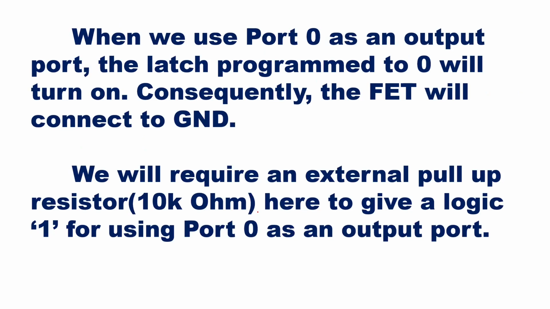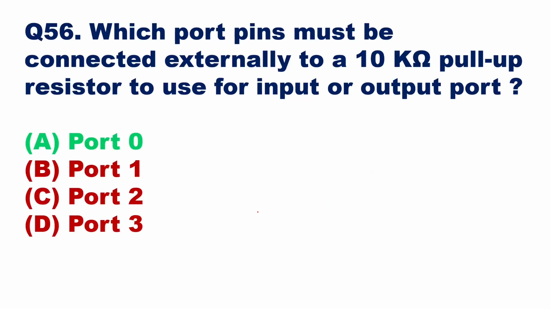So here you can see when we use port 0 as an output port, the latch programmed to 0 will turn on, and consequently the FET, that is field effect transistor, will connect to ground. We will require an external pull-up resistor of 10 kilo ohm here to give a logic 1 for using port 0 as an output port. So the external resistor of 10 kilo ohm is used in case port 0 is to be used as an output port. So here you can see option A, port 0, is the right answer.